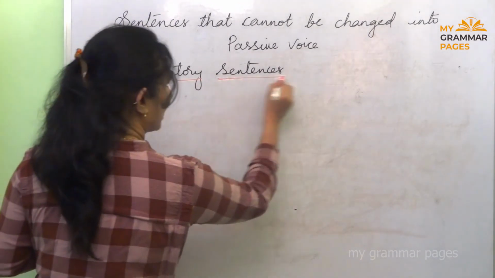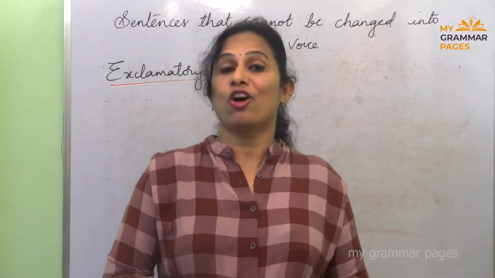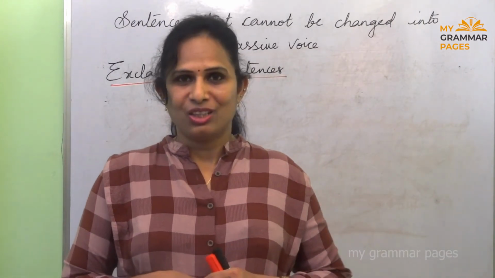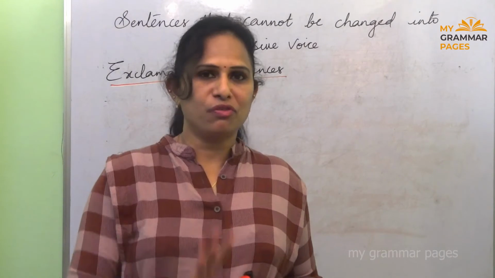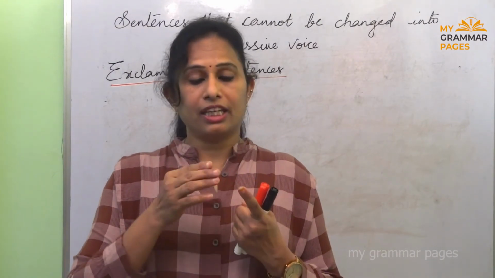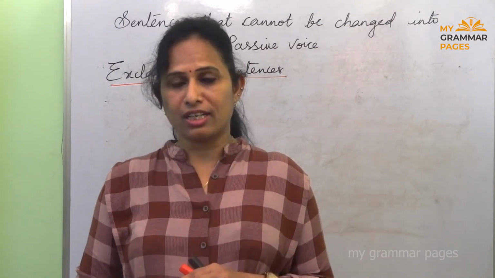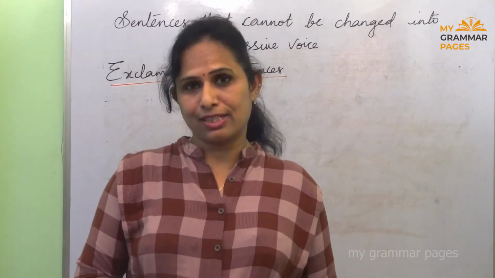Now before explaining these exclamatory sentences, I do want to ask a question. How many types of sentences are there? As you all know, we have 4 types of sentences. One is a declarative sentence. It can be a positive sentence, it can be a negative sentence, that is affirmative or negative sentences. They can be otherwise called assertive sentences.